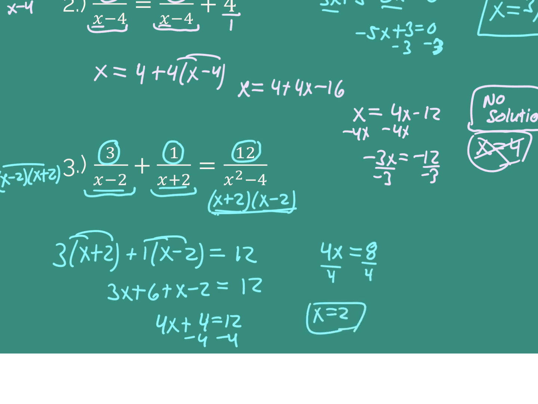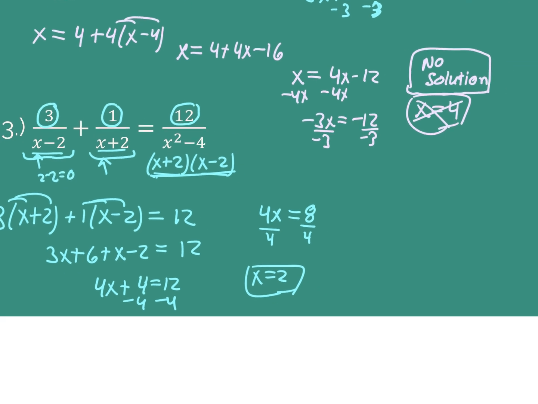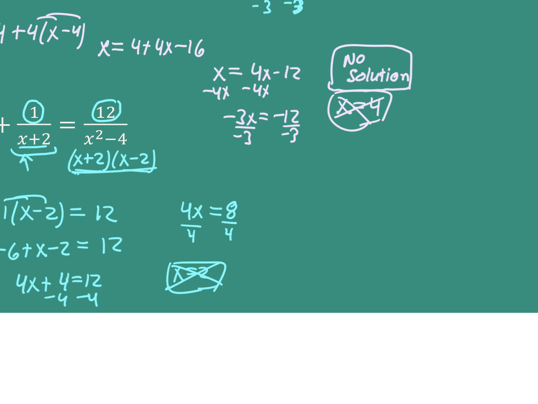All right, but once again, you want to check if that gives you 0 on the bottom. Over here, it doesn't give me 0, 2 plus 2. But here it does, I get a 2 minus 2, which is 0. 0 on the bottom is undefined, so this is not a valid solution. This entire equation would have no solution.